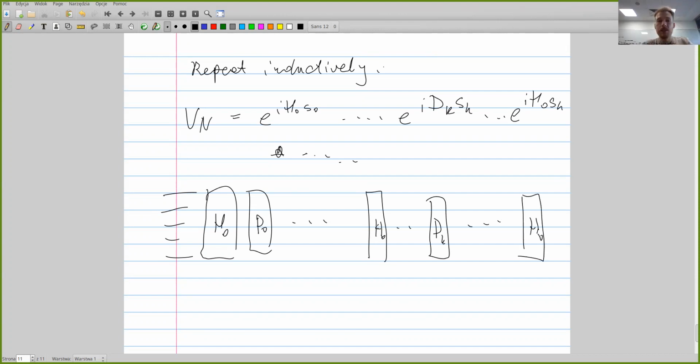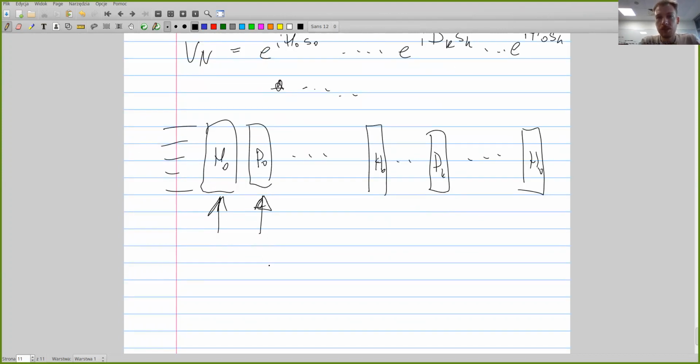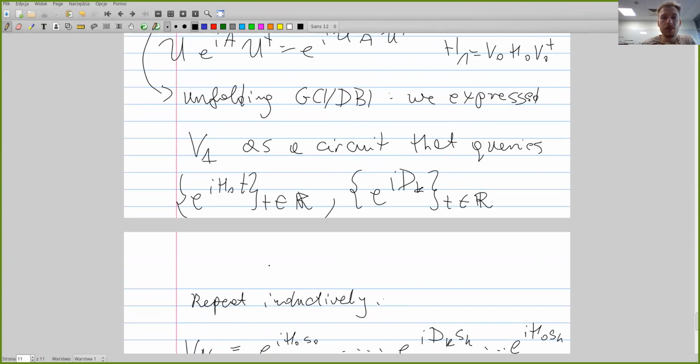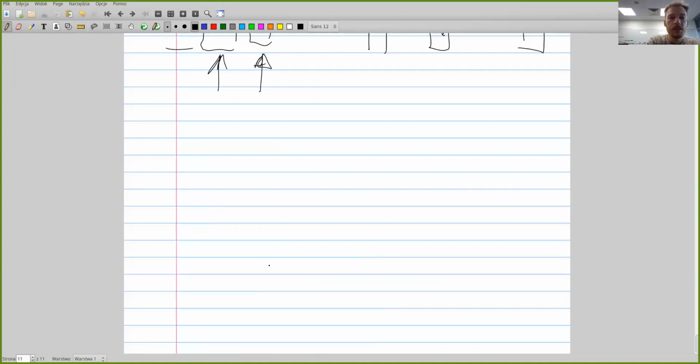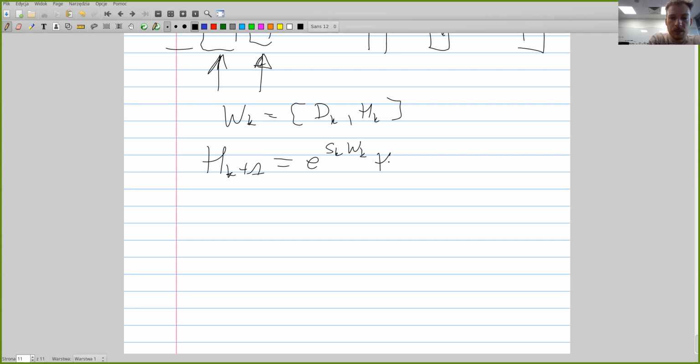So our ingredients for this algorithm are queries to h0 and then diagonal operations, which I'm not discussing too much because these are Clifford operations, should be easy. Okay, that's roughly the setup that we have. And basically, unfolding is the process of changing the recursion, where the recursion step is to obtain the Hk plus one Hamiltonian by defining the Wk bracket, which is dk, Hk, and then this is obtained by rotating the previous Hamiltonian with e to sk Wk. So this is local.